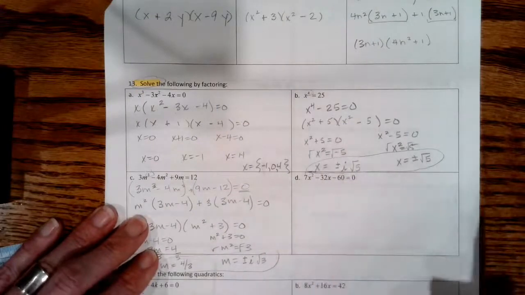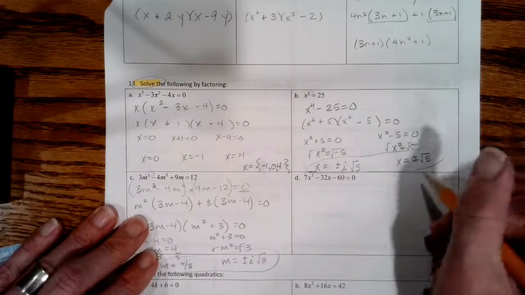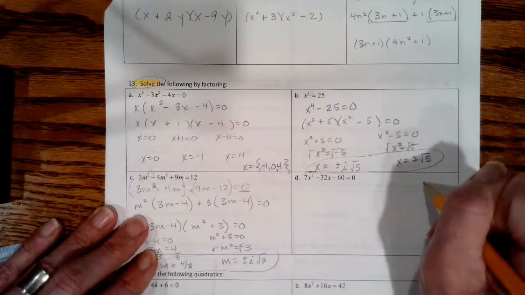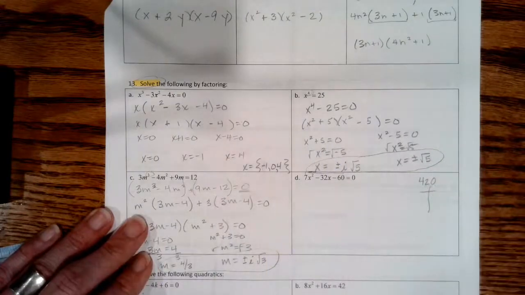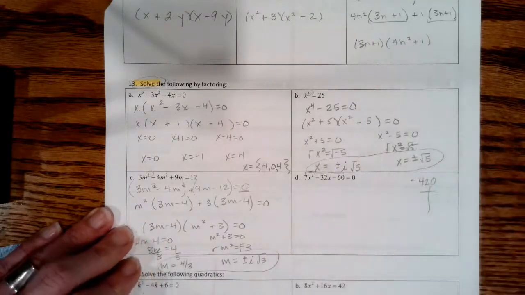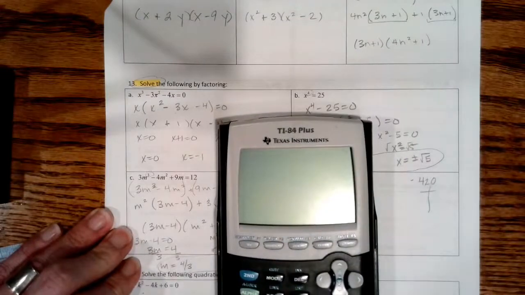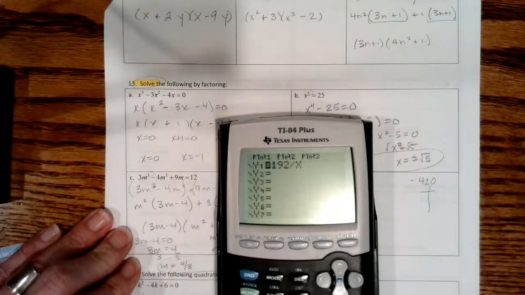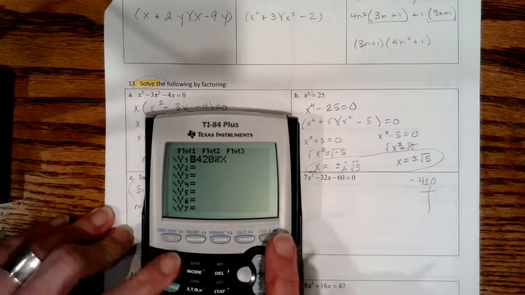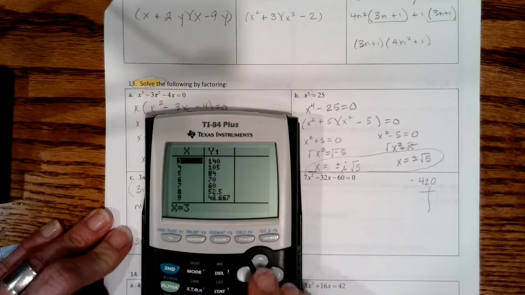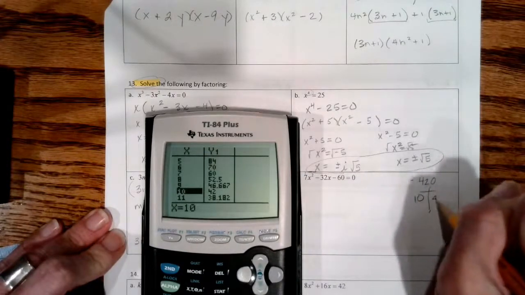So I'll go ahead and do my magic number. 7 times 60 is 420. So we're looking at 420 as my magic number, and it's negative. I want to find two numbers with respect to 420 that have a difference of 32. So we'll go ahead and type in 420 divided by x. Go to my table of values and want to find two numbers that have a difference of 32. There they are. So it's going to be a 10 and a 42.